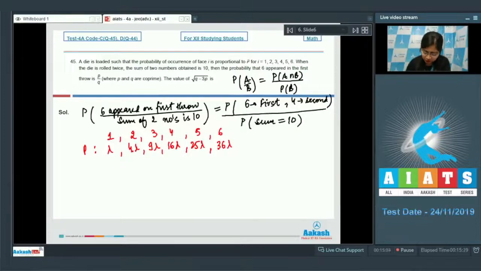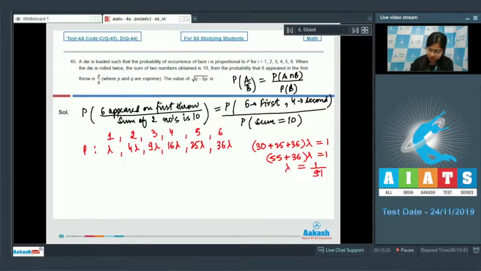So we have 1 plus 4 plus 9 plus 16 plus 25 plus 36 times lambda is equal to 1, that is 91 lambda is equal to 1, that is lambda is equal to 1 upon 91, right? So the probability of occurrence of 6 is 36 by 91. The probability of occurrence of 4 is 16 by 91 and the probability of occurrence of 5 is 25 by 91.